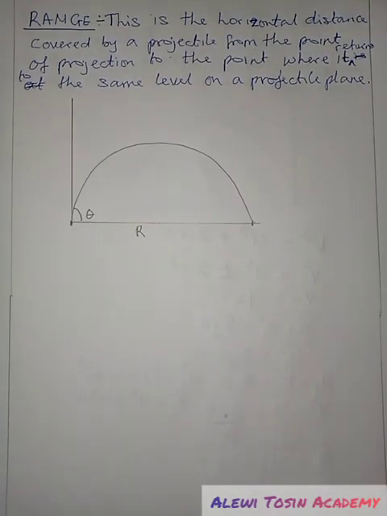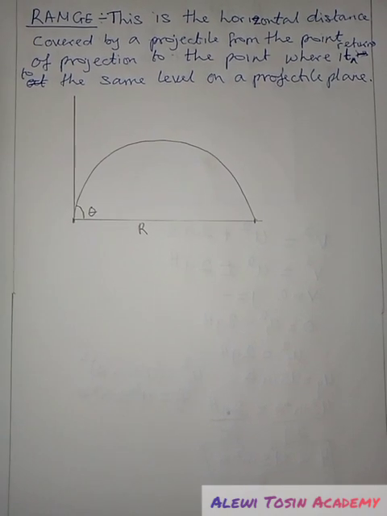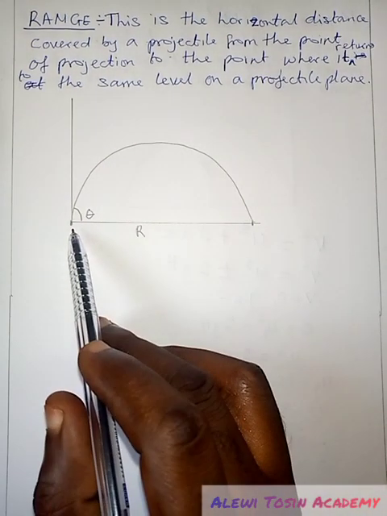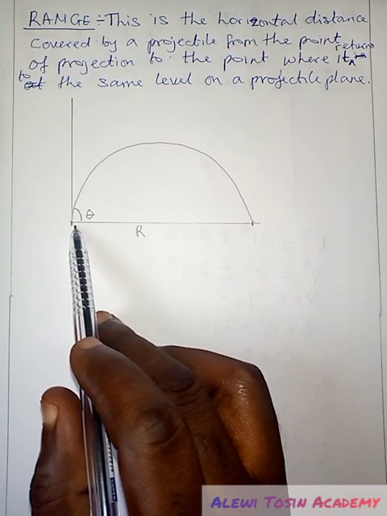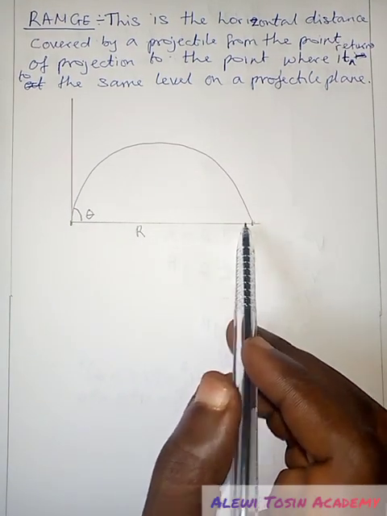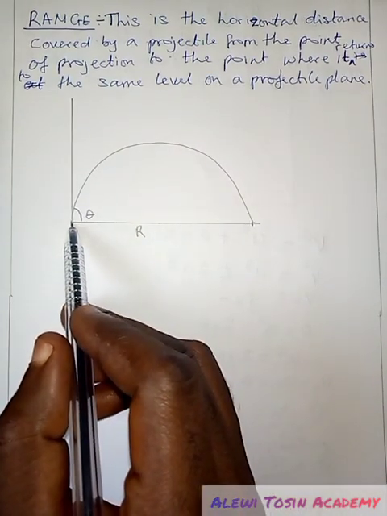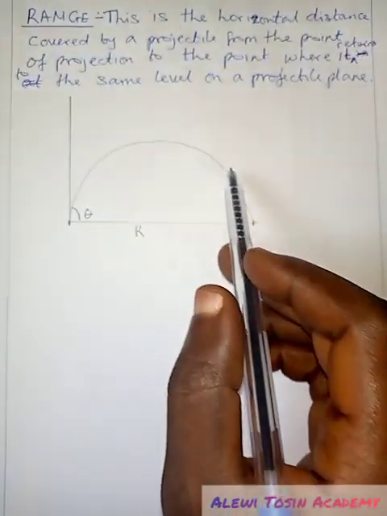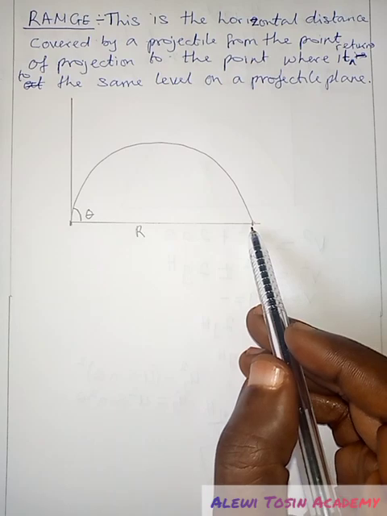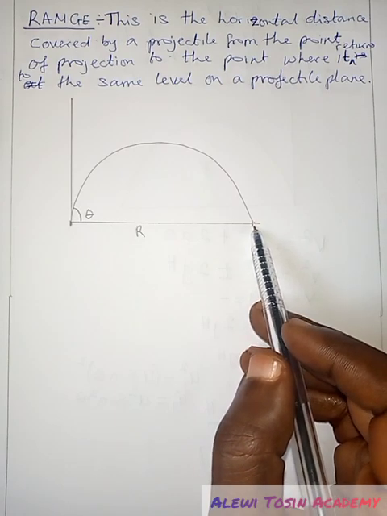I am Alewitosin. Now we are taking range under projectile. What is range? Range is the horizontal distance covered by a projectile from the point of projection to the point where it returns to the same level on a projectile plane.